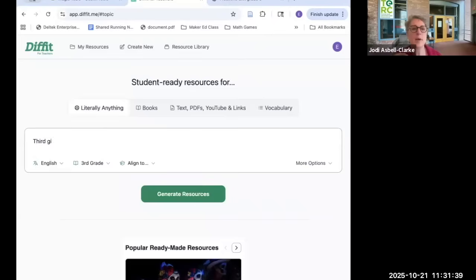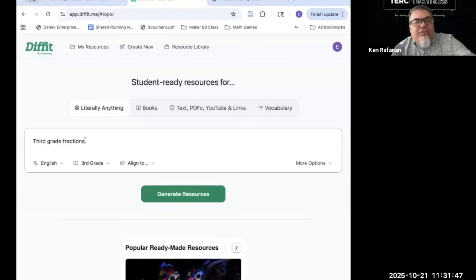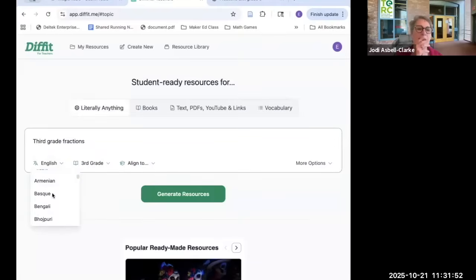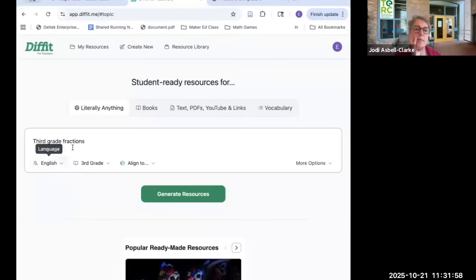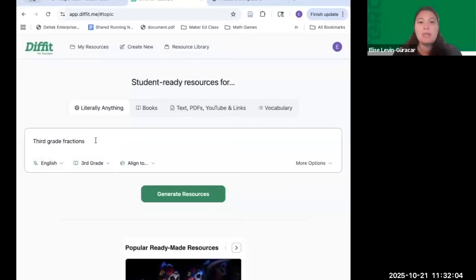But that's the agent would turn on with that select box. And then I was confused where it says English. I guess that's the language, as opposed to the subject or something. But I suppose if you had a multilingual class, that could be helpful. Do you want to add anything more to this? Then you generate resources. Okay.